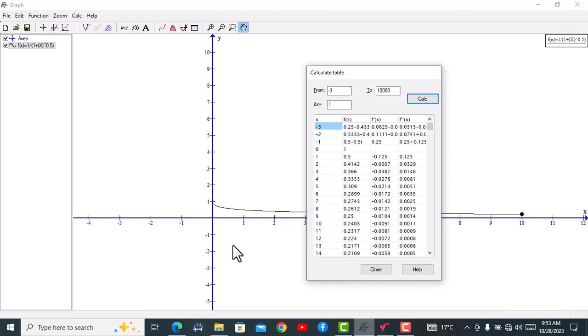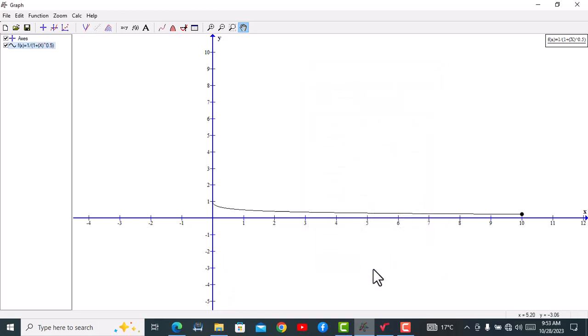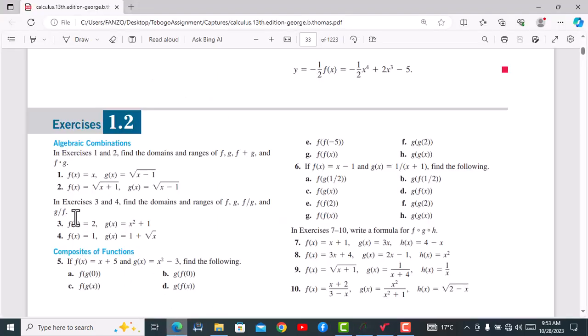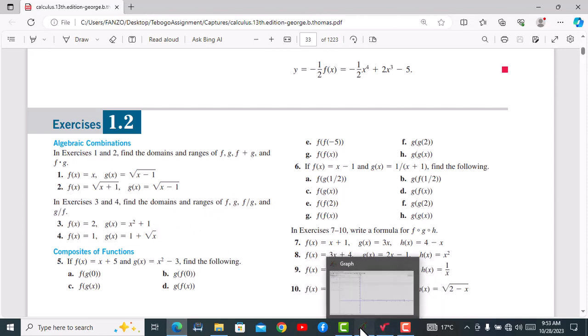0 not included, open bracket, 0 to 1 inclusive. That would be the range of our function. Very, very important, because we are stating the range from a smaller value to a bigger value. All right, that is fine. We are done with f divided by g. Let's go to g divided by f.